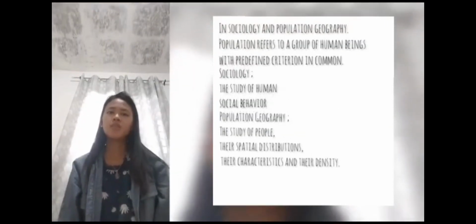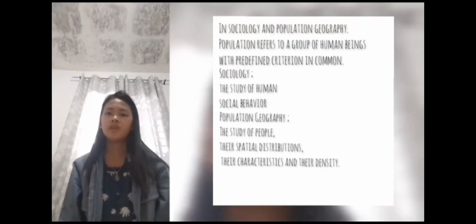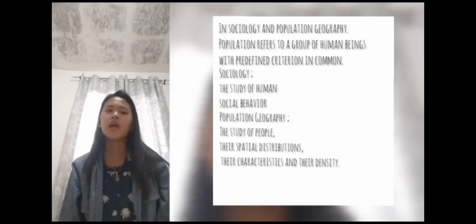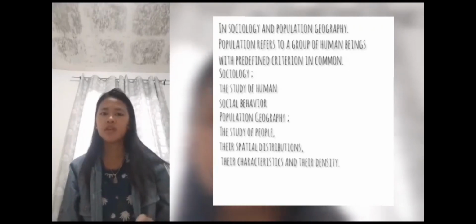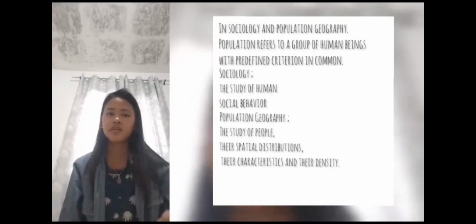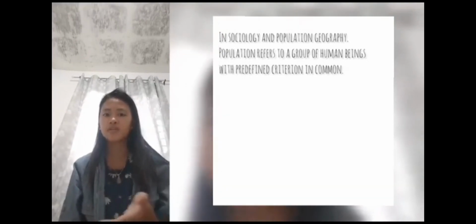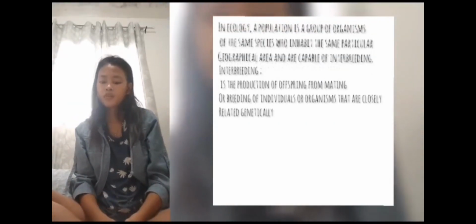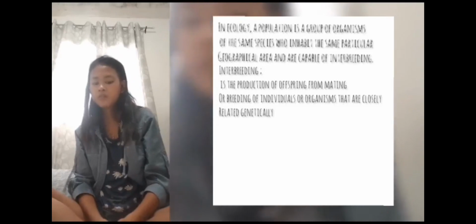In sociology and population geography, population refers to a group of human beings with predefined criteria in common. As I said in the beginning, people in a population have common traits and characteristics, though they can also have similarities in genetics and or culture and race. In ecology, a population is a group of organisms of the same species who inhabit the same particular geographical area and are capable of interbreeding.